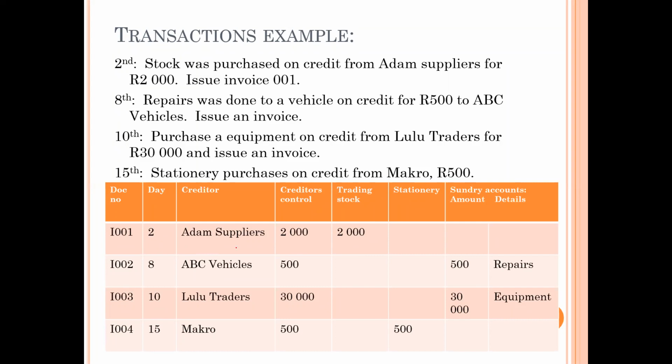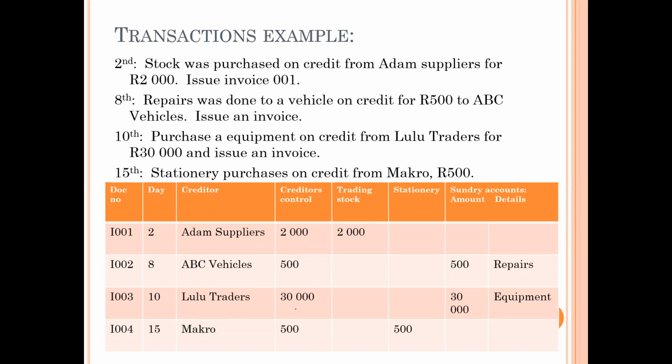Purchased equipment on credit from Lulu Traders for 30,000 Rand and issue an invoice. So again, let's look at the information. We've got the date, the 10th. We know it's for equipment. Lulu Traders is the name of the business. 30,000 is the amount, and there was an invoice. So you continue with your next invoice number. So it's invoice 003 on the 10th. Creditor is the name of the business, Lulu Traders.